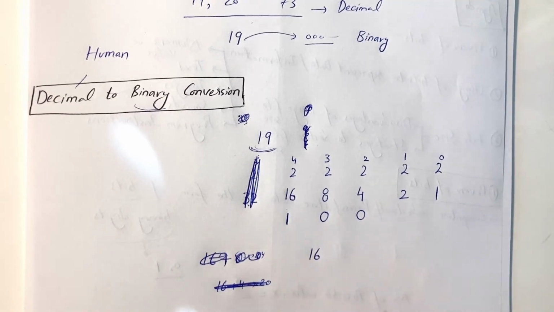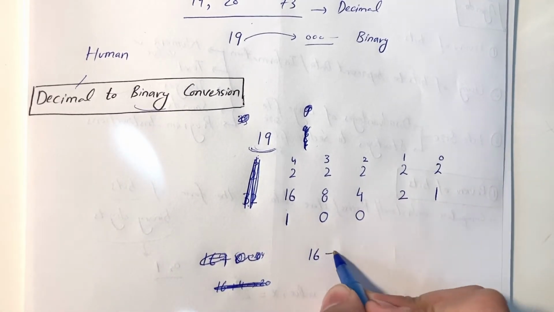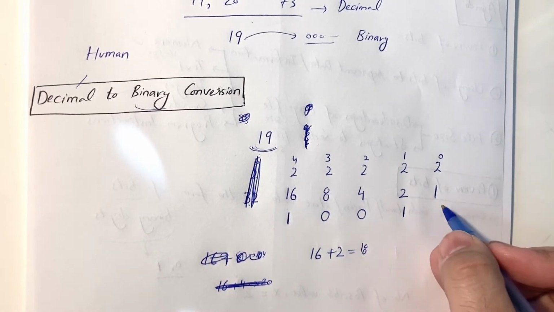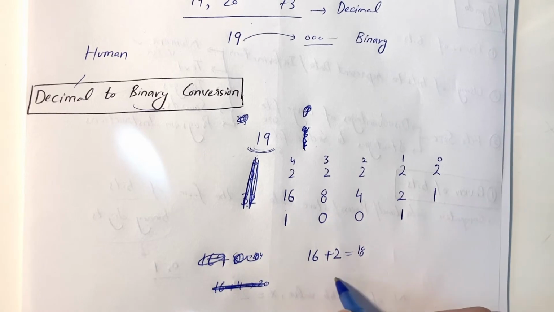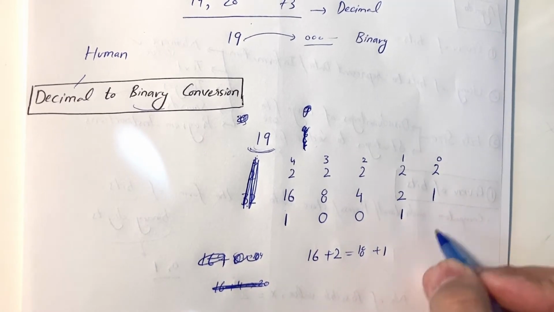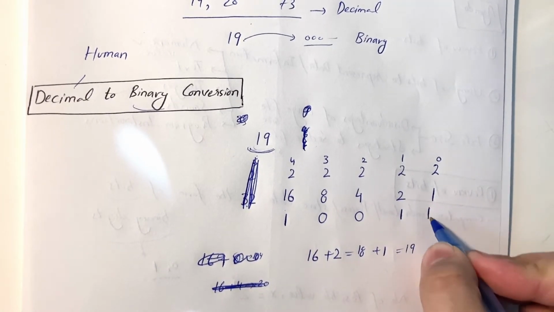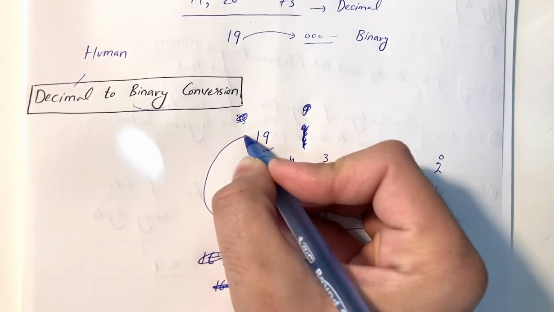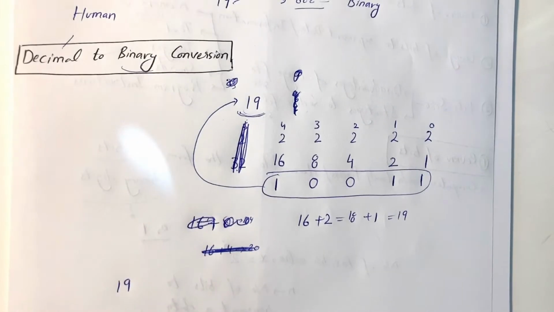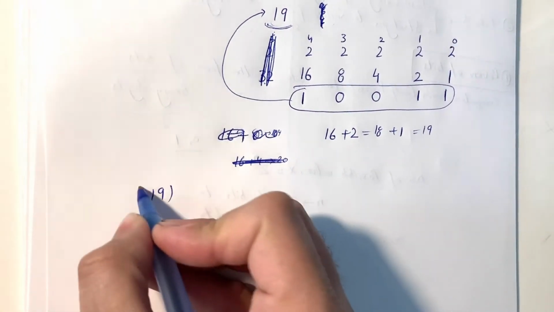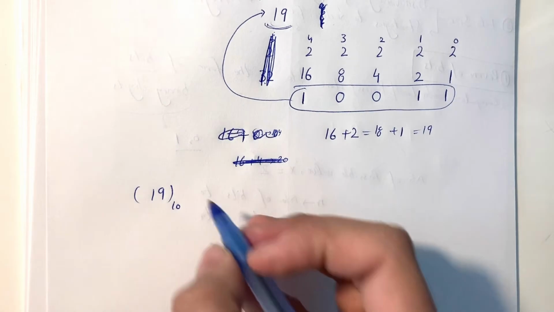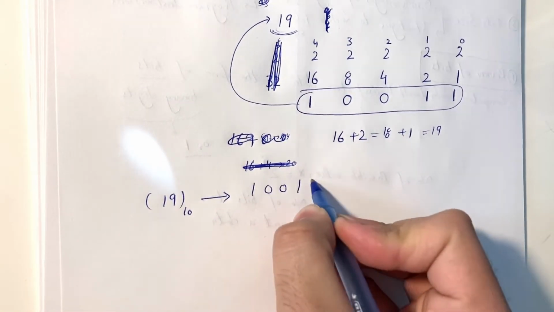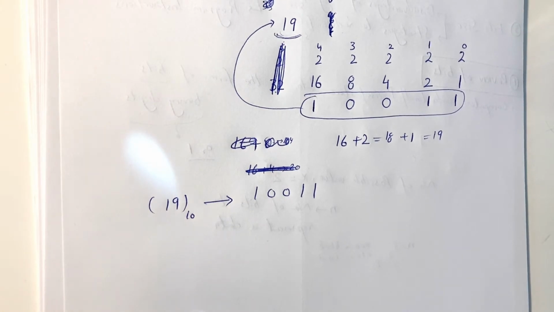Next, we already have 16. Can we add 2? 16 plus 2 is 18. That's good. We can have it. Can we add 1? Yes, we need to add 1. So 18 plus 1 is 19. So we need this. So this value is the binary representation for 19. 19 is the decimal value, can be represented by this, and the binary for this is 10011.